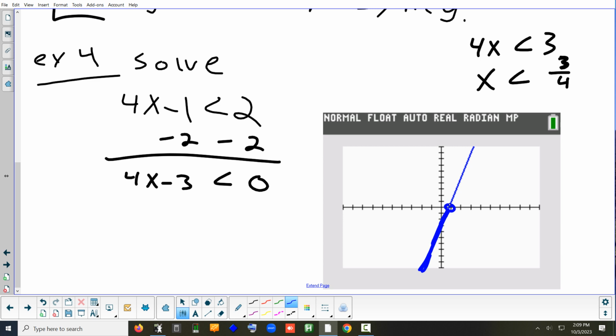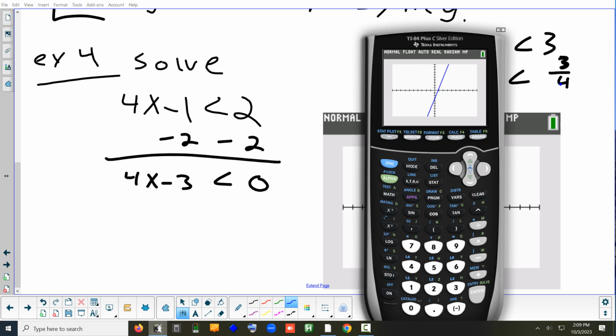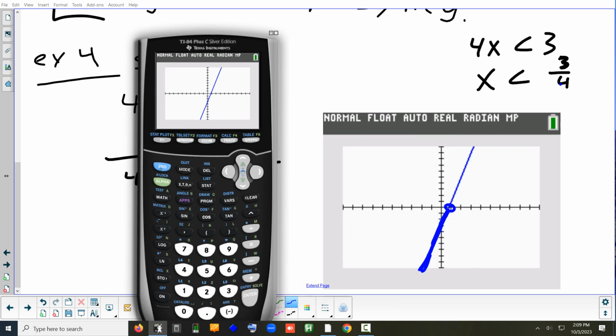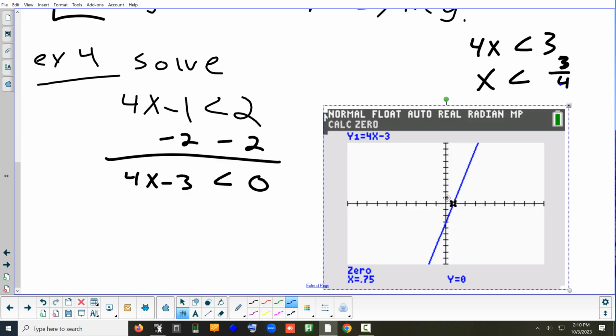Well, what we need to find is this number. We already know what the number is, but pretend we don't know the number. We're going to calculate the root and find out what that number is. Okay, so on the calculator, second calc, option 0. And you have to pick a point to the left of your root, to the right of your root. And the guess doesn't really matter because it's only crossing the x-axis one time. So we just hit enter. And it tells us exactly where it crosses the x-axis, 0.75.